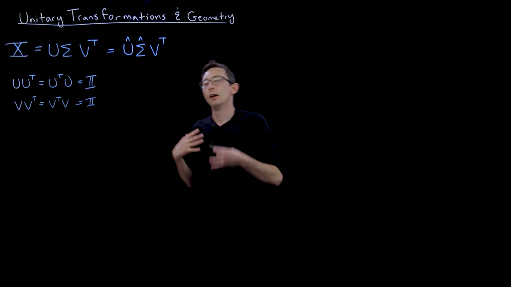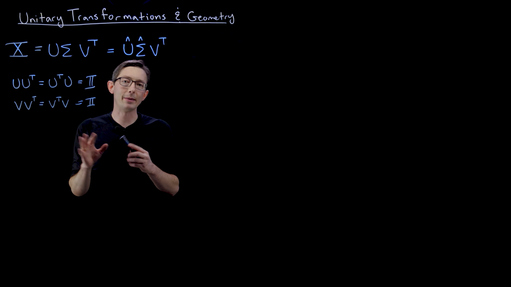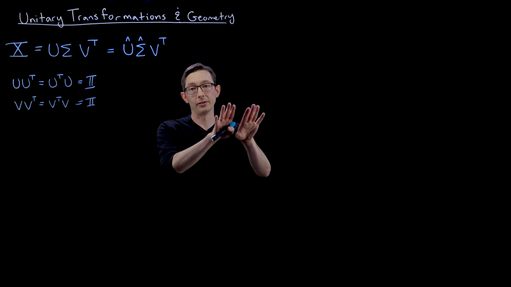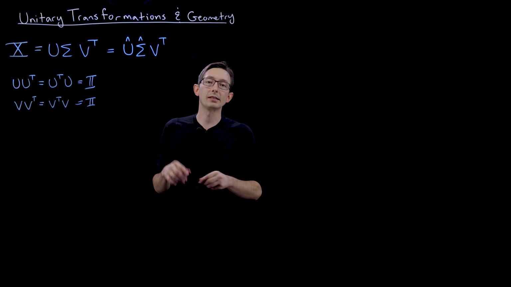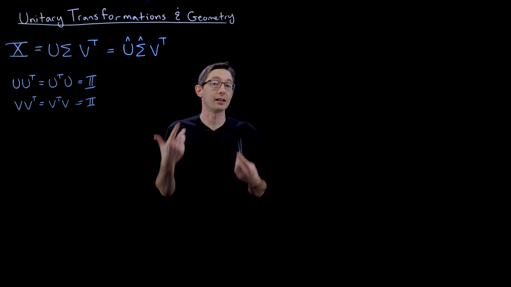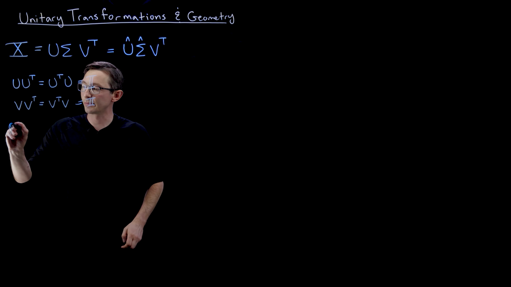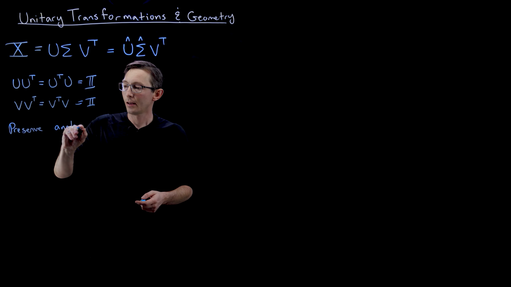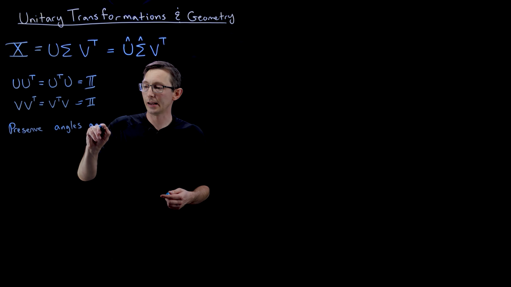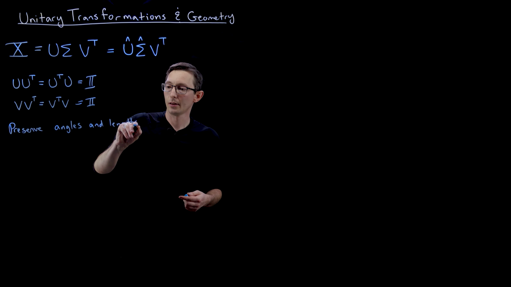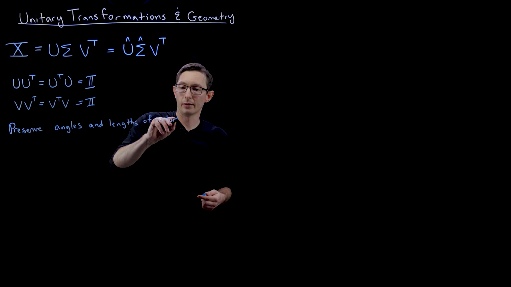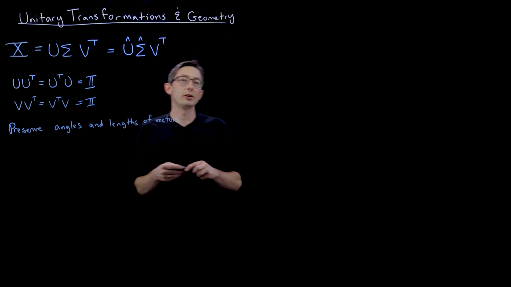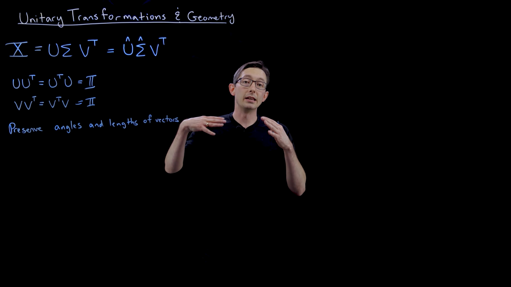And essentially, the way I think about this is that unitary matrices preserve the angles between any two vectors in the vector space that they're transforming. Okay, so they preserve angles and lengths of vectors. So unitary transformations preserve angles between vectors and lengths of vectors. Okay, good. And so other unitary transformations, an example would be the Fourier transform.